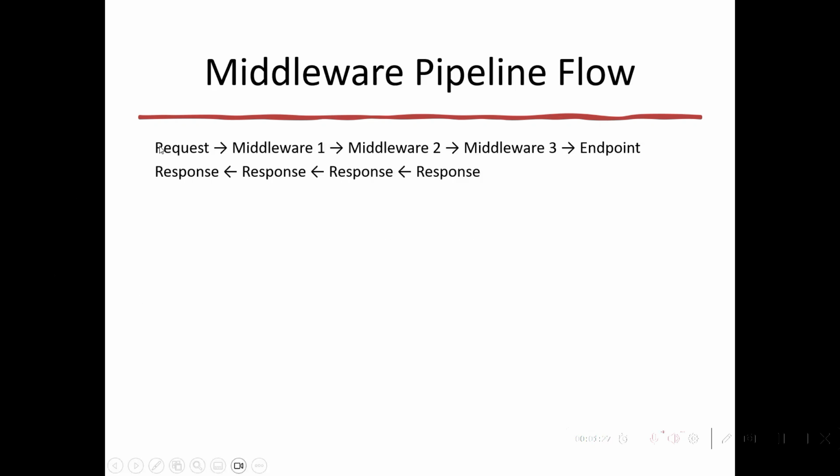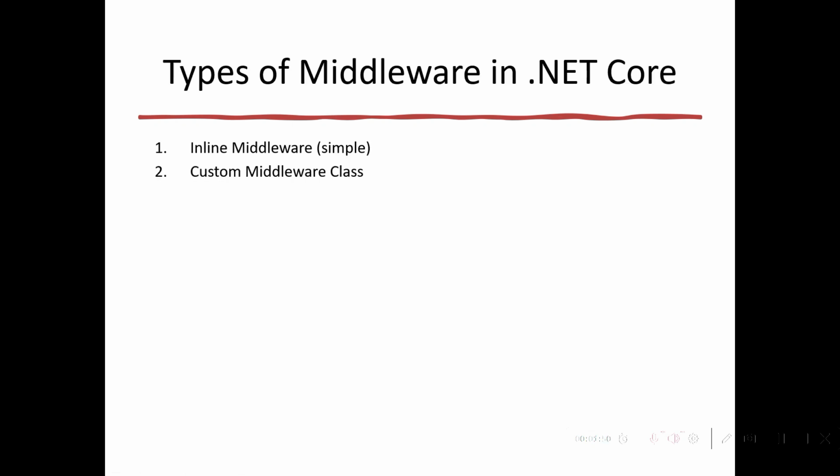So how does the request flow? The request first comes to the server, and then it is processed by middleware 1, middleware 2, middleware 3 and reaches the endpoint. Then from there it travels in reverse order, like response through middleware 3, middleware 2, middleware 1, and then it sends the response to the client.